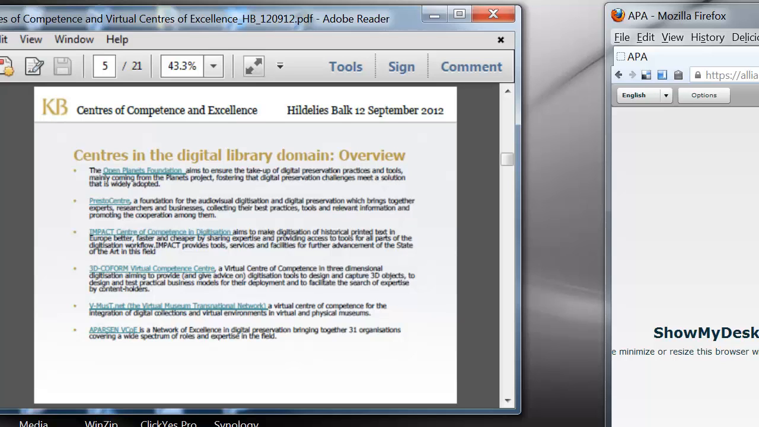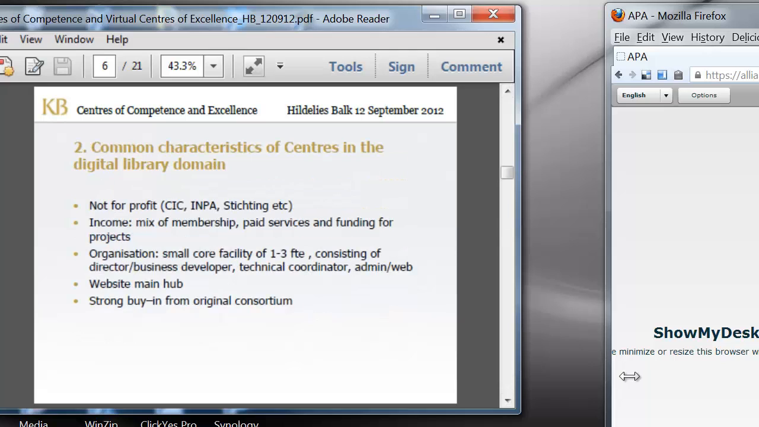Then there's Impact Center of Competence in Digitization for the digitization of historical printed texts. I will come to speak of that a bit later. 3D Coform Virtual Competence Center for three-dimensional digitization for tools to design and capture 3D objects. They have already contributed to the report, and we hope that David Arnold will join us for the next webinar on this subject. Then there's VMustNet, for the integration of digital collections and virtual environments in museums. And Daniel Plettings is here to talk of that. And of course, APARSEN as a network of excellence for bringing together all the expertise in the field. Next slide, please.